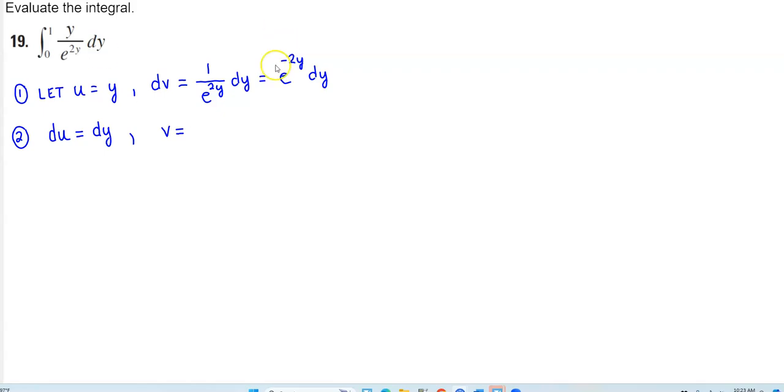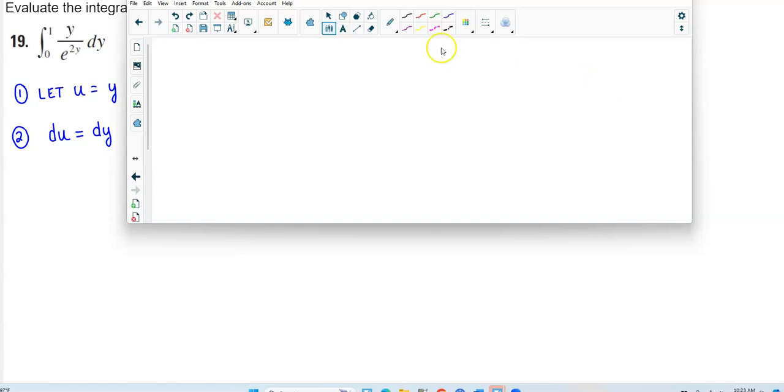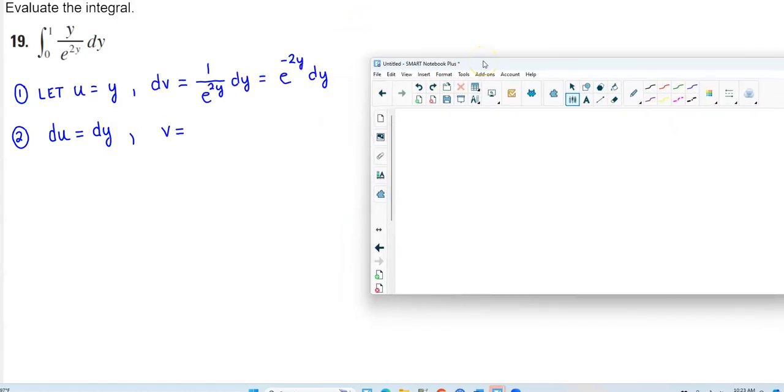And then we need to determine what is the antiderivative of e to the negative 2y. So let's go ahead and do that. If we want to find the antiderivative of e to the negative 2y dy, just use u substitution. We're going to let u equal negative 2y, du is going to equal negative 2 dy, and then divide both sides by negative 2. So dy is going to equal negative 1/2 du.